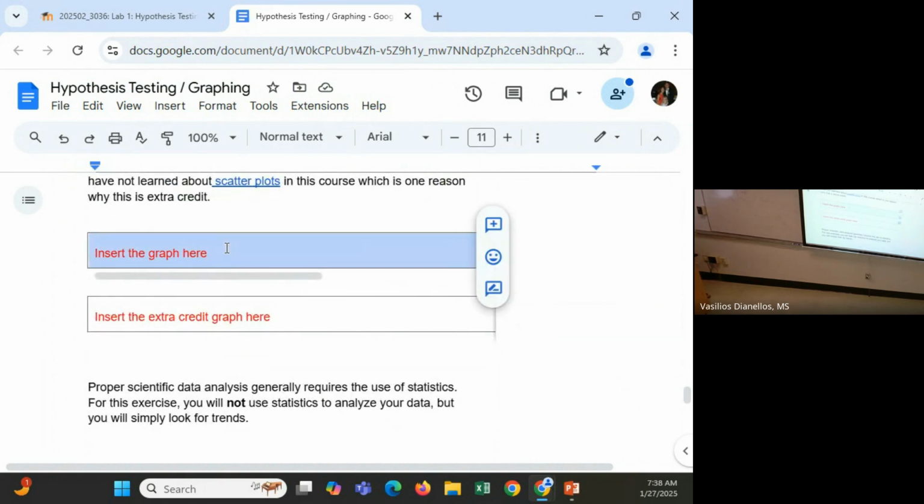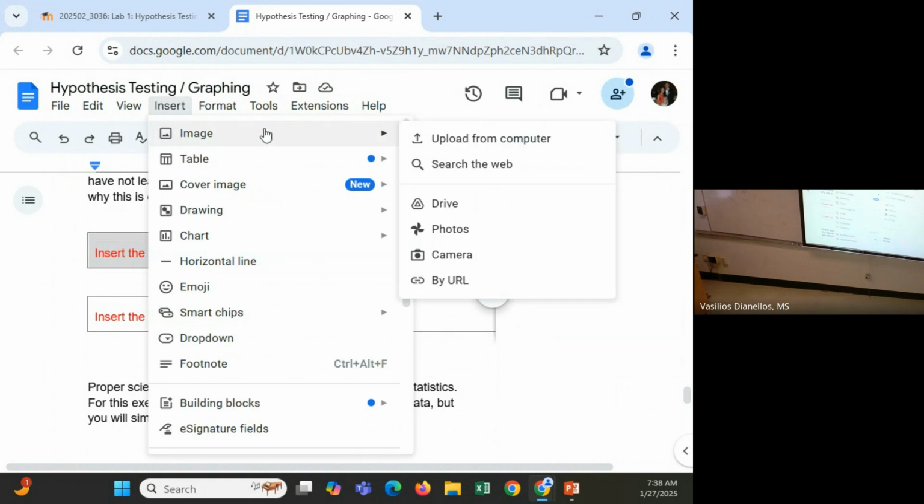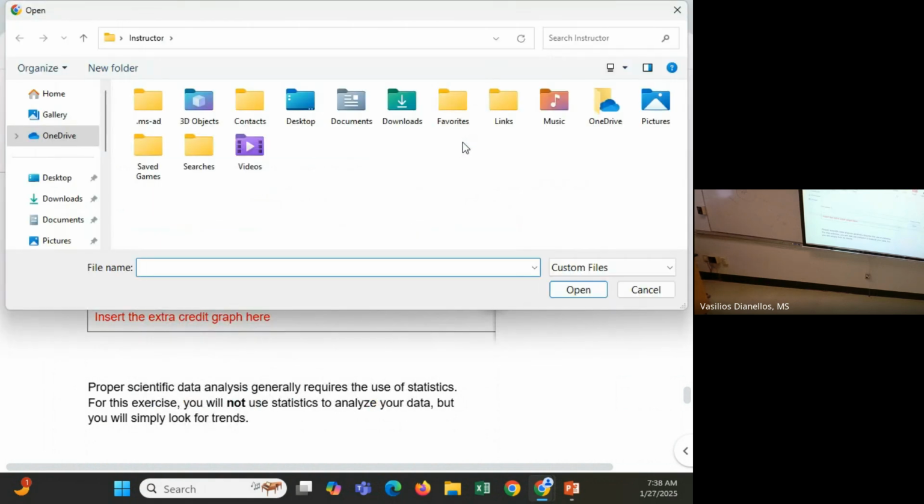So if you have the picture on your hard drive, because you did it by hand and took the picture, you can just select the box right there. Then you go to Insert, Image, Upload from Computer, and then wherever it is on your computer, you just put it in and upload. Let me try that.